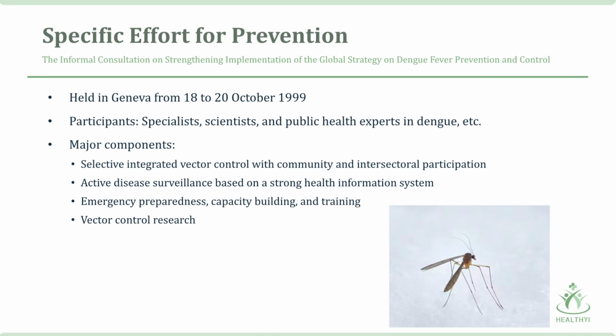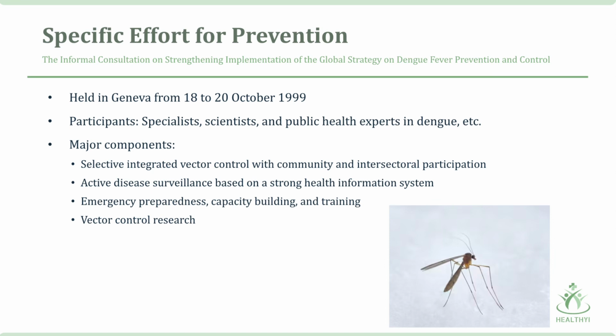The main components discussed during the consultation included selective integrated vector control with community and intersectoral participation, active disease surveillance based on a strong health information system, emergency preparedness, capacity building and training, and vector control research. The purpose of the consultation was to review the global strategy for dengue control. 3 fundamental aspects were emphasized: surveillance for planning and response, disease burden reduction, and behavior change.